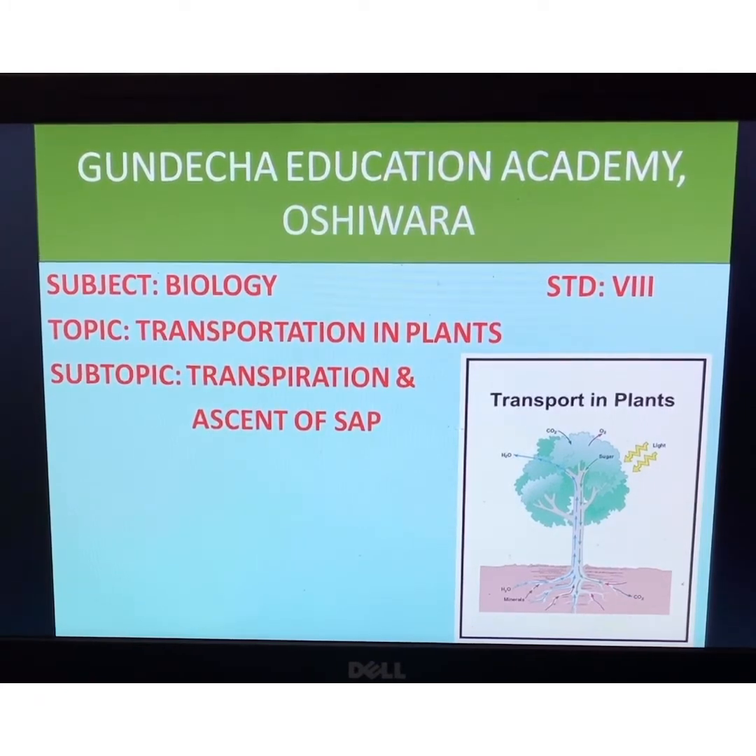So far what we had seen was the detailed structure of the conducting tissues. What were the conducting tissues that we studied? We studied xylem and phloem: xylem conducting water and dissolved minerals, while phloem transports food, correct? How that water conduction actually happens, we will be understanding today in detail, right?